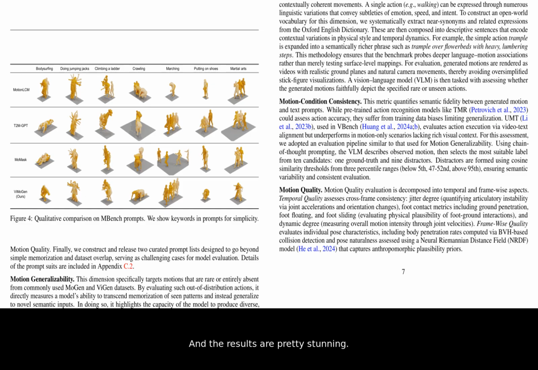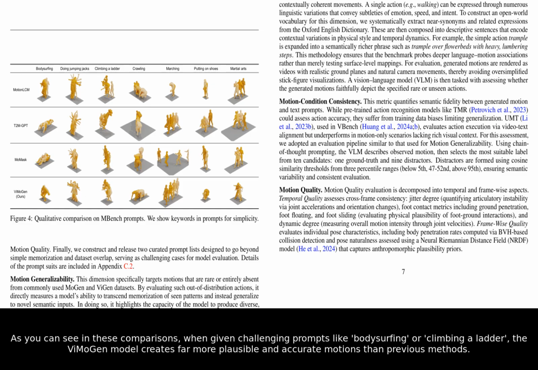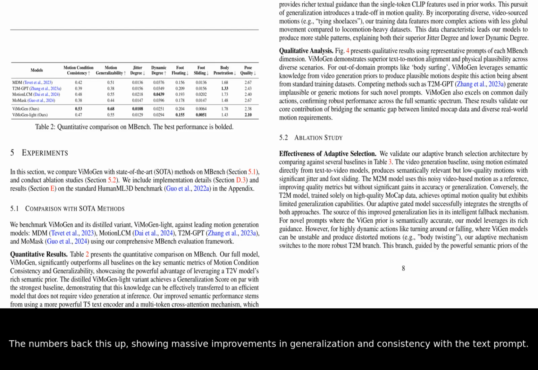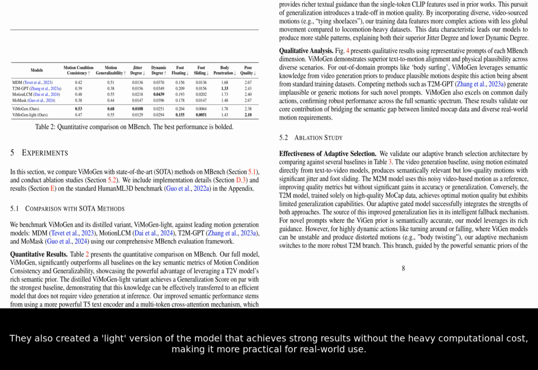And the results are pretty stunning. As you can see in these comparisons, when given challenging prompts like body surfing or climbing a ladder, the ViMoGen model creates far more plausible and accurate motions than previous methods. The other models either produce generic movements or fail to understand the prompt entirely. The numbers back this up, showing massive improvements in generalization and consistency with the text prompt. They also created a light version of the model that achieves strong results without the heavy computational cost, making it more practical for real-world use.